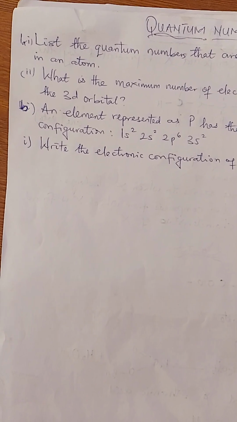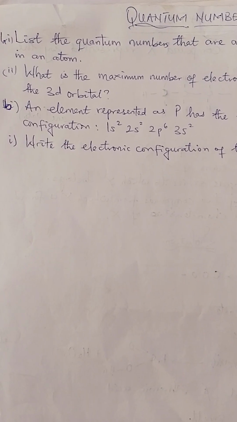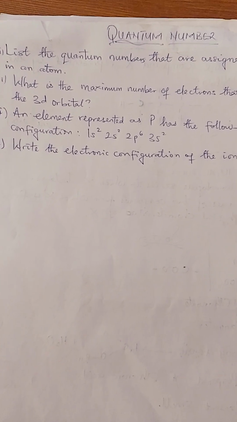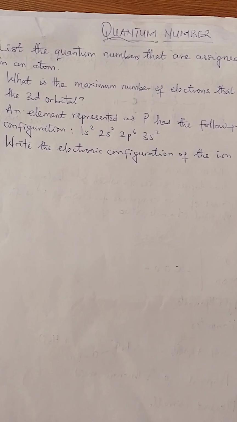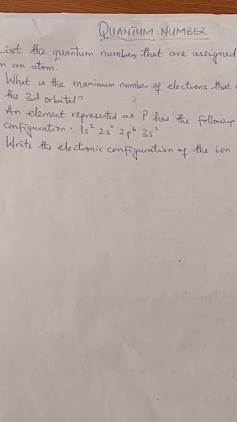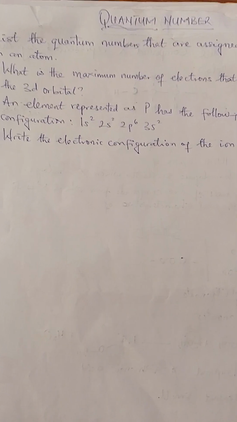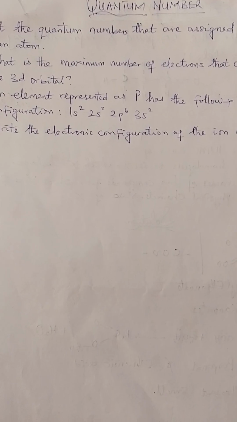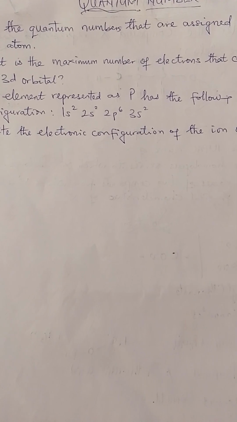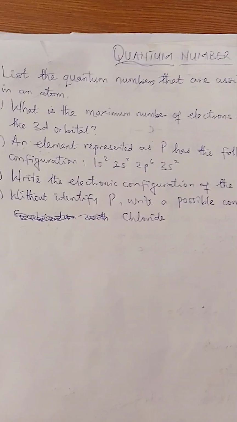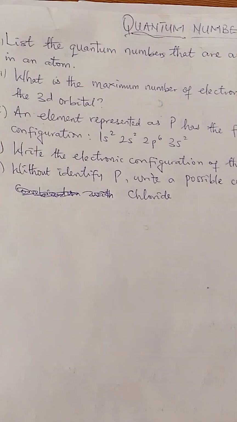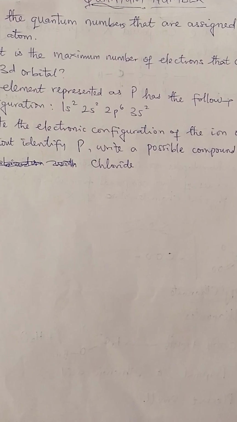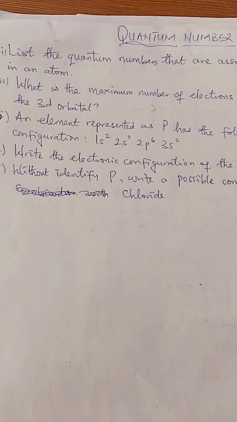The B part says, an element represented as P has the following electronic configuration, which is 1s2, 2s2, 2p6 and 3s2. Question 1, write the electronic configuration of the ion of P. The next one says, without identifying P, write a possible compound of its chloride. Alright, so let's see how it goes.